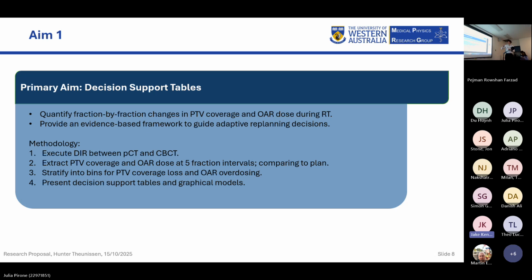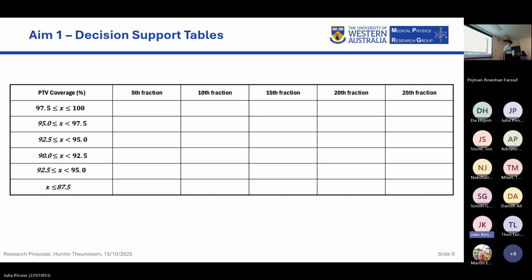So we must quantify fraction by fraction changes for the PTV and organs at risk. You'll see in a second I've got a slide demonstrating this. This provides some sort of evidence-based framework to decide whether or not replanning is done. We can decide on clinical-based triggers given the proportion of patients that require a replan. The methodology is relatively straightforward. We execute formal image registration between the planning CT and the home beam CT. Therefore, we can extract the dose information through the system we established earlier at Genesis Care. We stratify this into bins and therefore present decision support tables as is shown here.